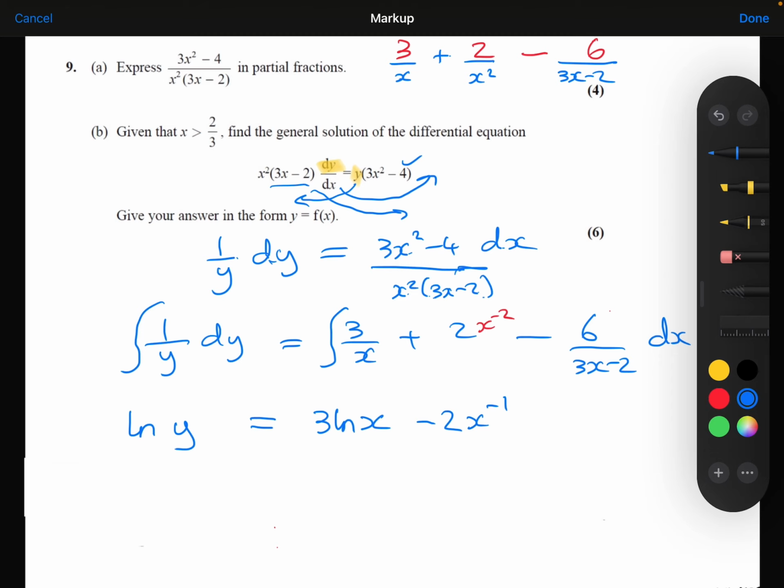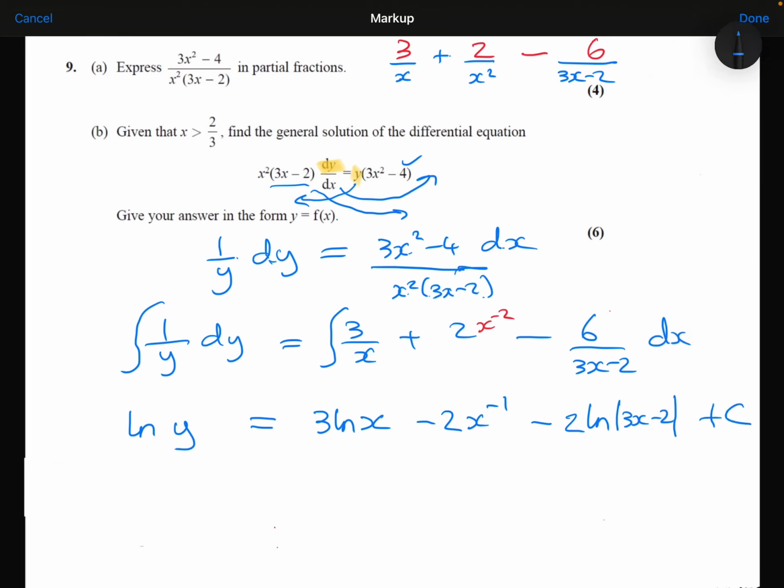And then the third term, again, the denominator is linear, just like these two, so it will be a logarithm. There's no power on the bottom there, so it will be a logarithm. So I'd have minus 6 ln 3x minus 2, but by the reverse chain rule I need to divide by the derivative of the inside there. So I need to divide by 3. The 6 divided by 3 is 2. And not forgetting our plus c.